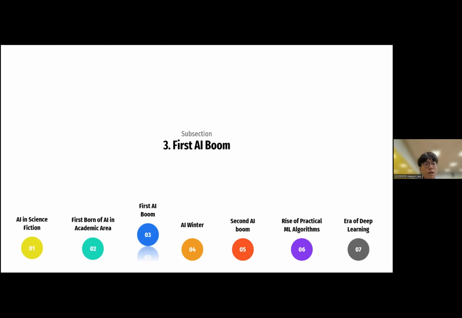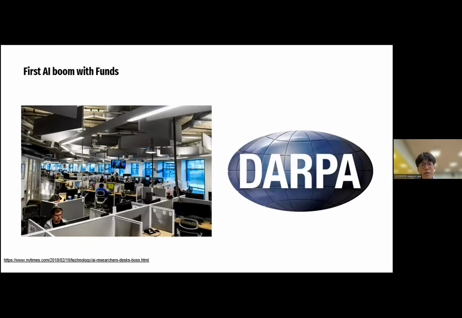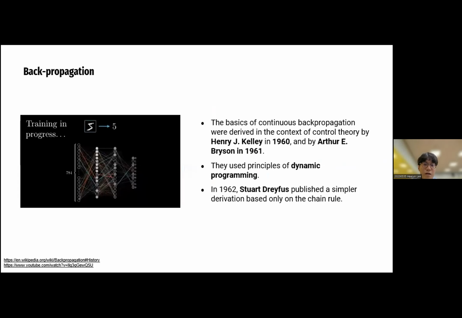Okay. And the next section is our first AI boom. After the DSRPAI, AI research was flooded with funding raised by DARPA and many other organizations. One of the remarkable algorithms developed during this period is backpropagation. The basics of continuous backpropagation were derived in the context of control theory by Henry Kelley in 1960 and by Arthur Bryson in 1961. They used the principle of dynamic programming. And in 1962, Stuart Dreyfus published a simpler derivation based only on the chain rule, which we are very familiar with.